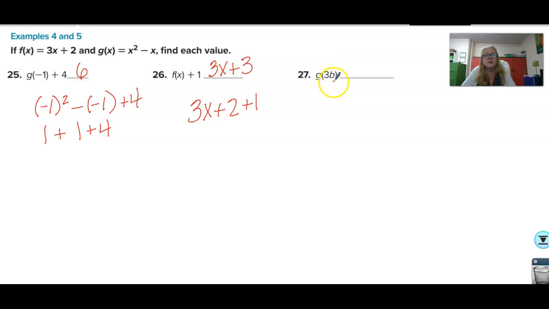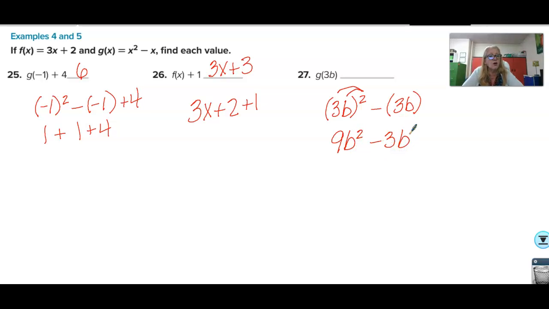Here, we're substituting 3b for the x in the g equation. So we're using the g equation, and everywhere there's an x, we're going to put 3b. So we will have 3b squared minus 3b. Interesting. Well, 3b squared, when we distribute this, we're going to raise both of these to the second power. So that's going to give us 9b squared minus 3b.